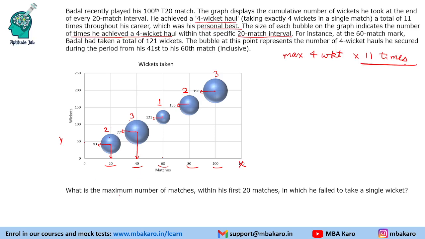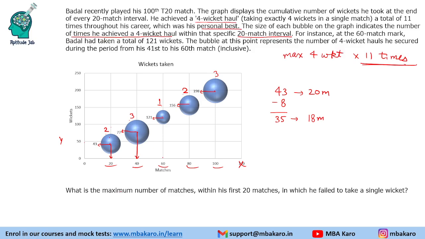The first question is, what is the maximum number of matches within his first 20 matches in which he failed to take a single wicket? Now, within his first 20 matches, he has taken 43 wickets in 20 matches, and 2 times he has taken 4 wickets. So if you subtract those 8 wickets, he has taken 35 wickets in 18 matches.